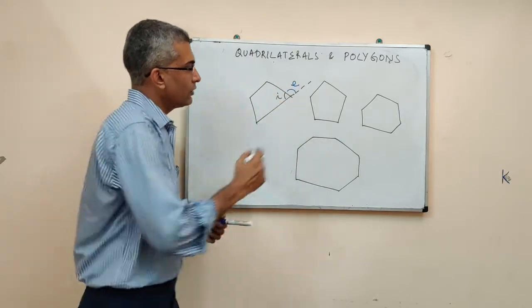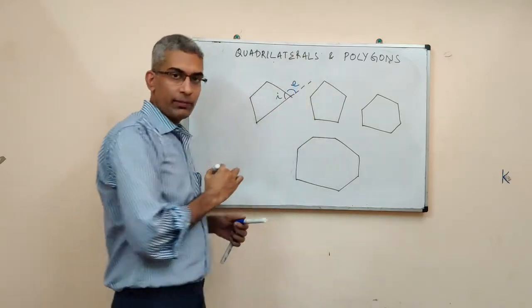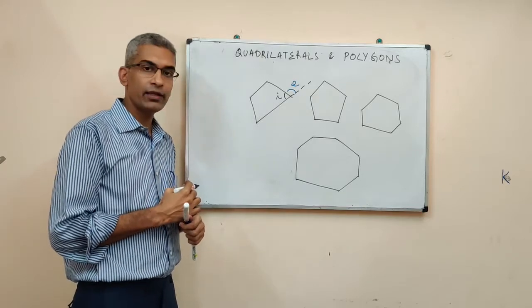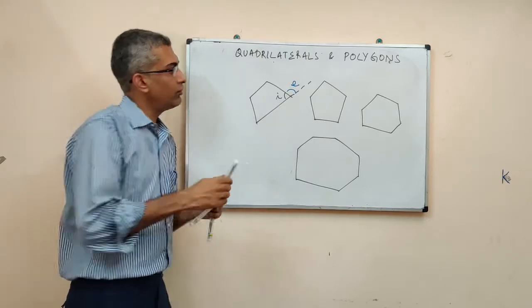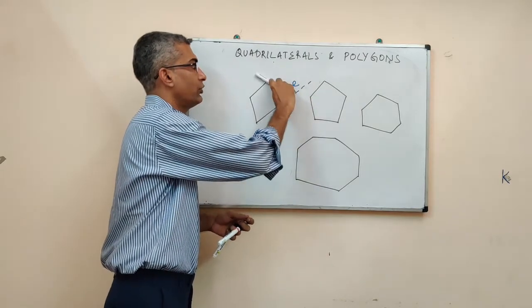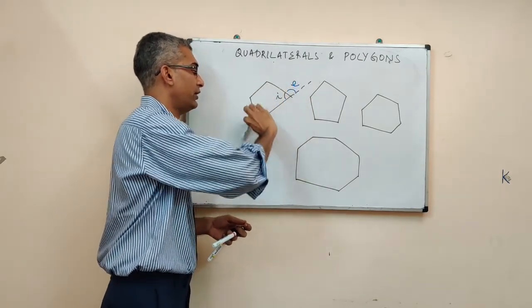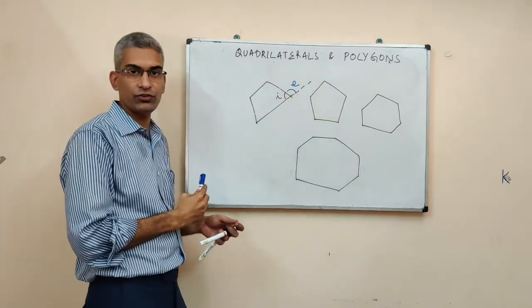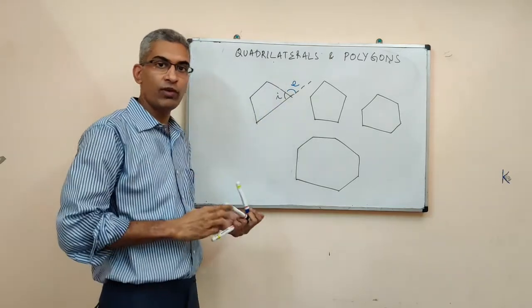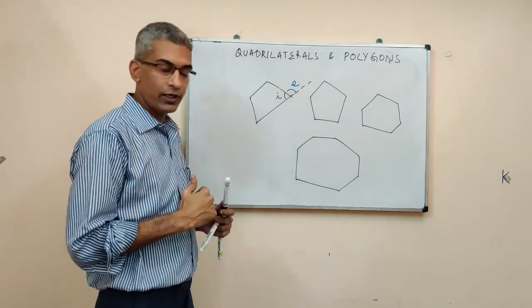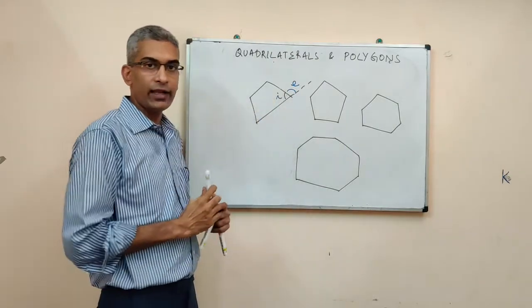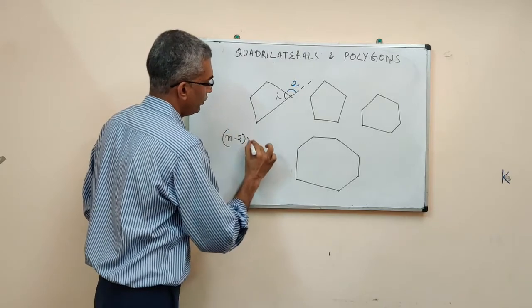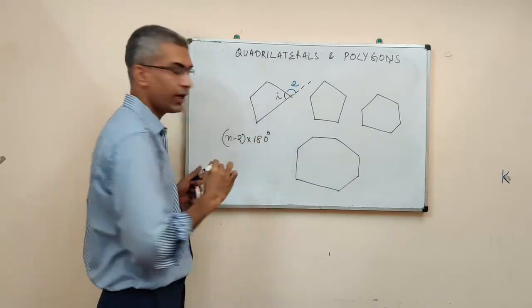Now, if you add all the external angles of a polygon, be it a quadrilateral, a pentagon, a hexagon, anything, you will get 360. Because if you go from here to here, this way, and this way, you are basically traversing a full circle, which is 360 degrees. So the sum of all the external angles will be 360. And consequently, the sum of all the internal angles of a polygon will be (n minus 2) into 180 degrees, where n is the number of sides.